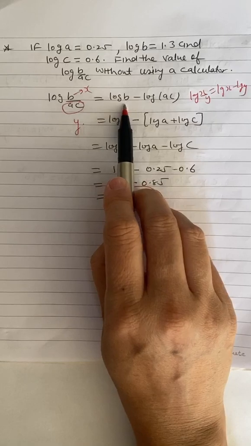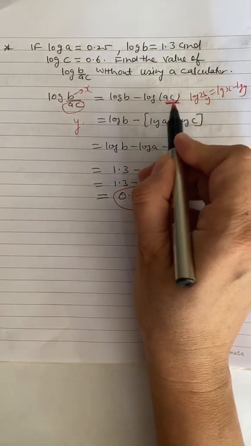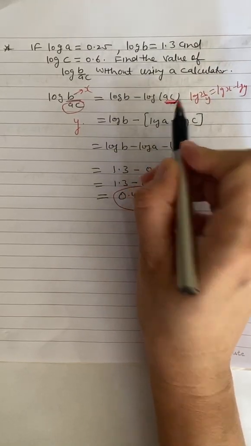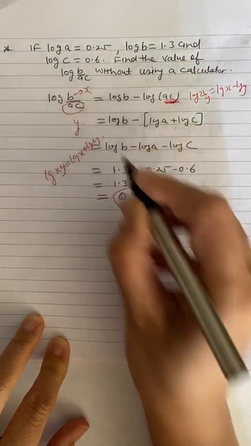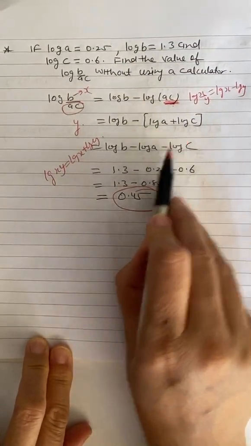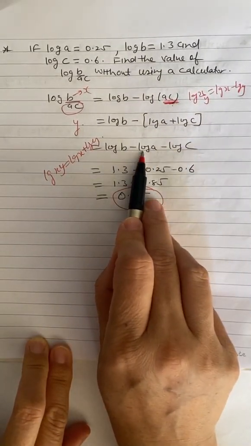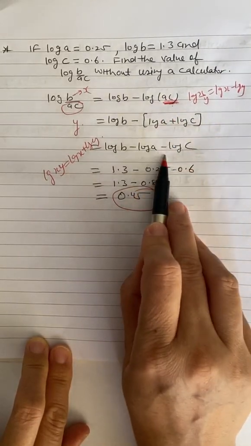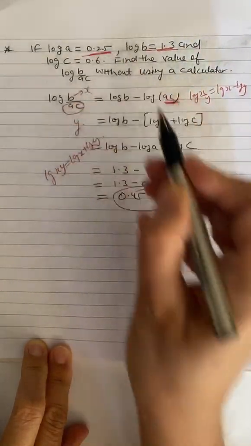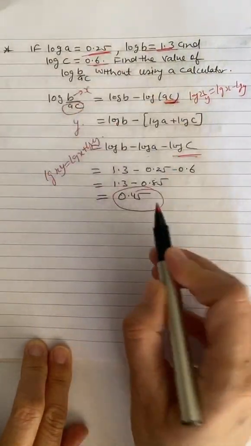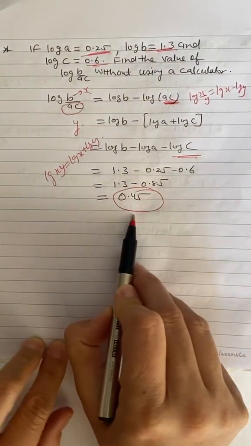So we will get log b minus log ac. And log ac is the product of two things, and we know the law for product is log xy is the same as log x plus log y. Then you will open this: log a plus log c, and now we have a negative in front of the bracket, so you open it. Log b minus log a, and when you open it, this sign will change into negative, minus log c. Then log b is 1.3, log a is 0.25, and log c is equal to 0.6. When you do these calculations, the answer is 0.45.